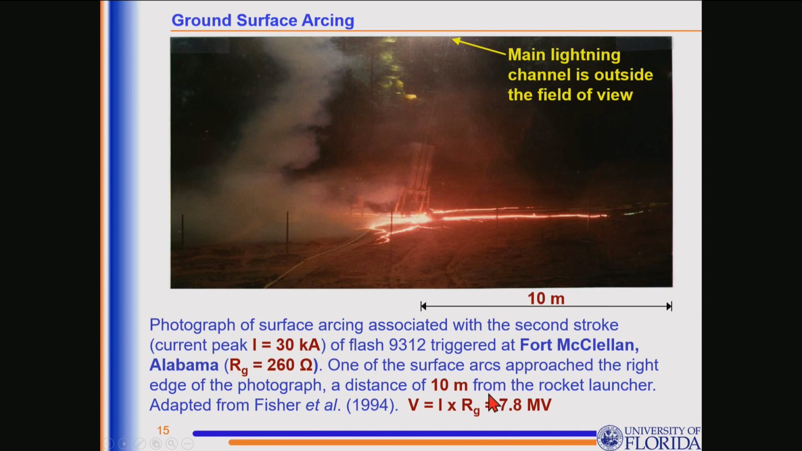This photograph is from Fort McClellan experiments. Here you can see the smoke from the rocket. This is wire residue. And the main lightning channel is not seen because the main channel attached to an 11-meter long strike rod here. What you can see instead are ground surface arcs. So they develop in different directions, and one of them extended over 10 meters or so. So these ground surface arcs certainly represent a threat for various assets and for human beings and animals.